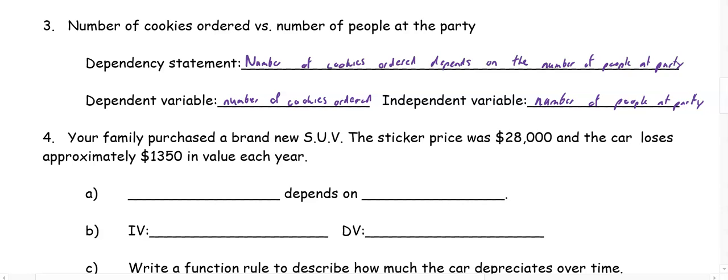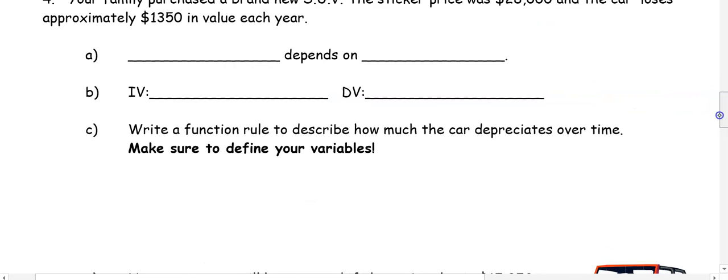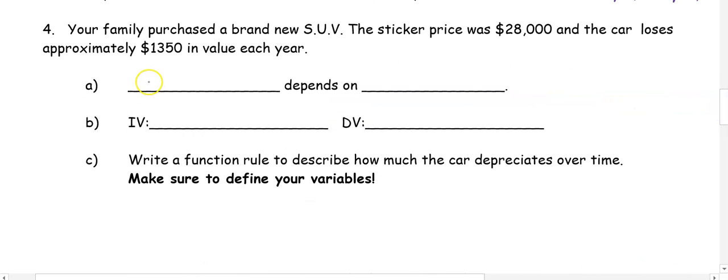Number 4, your family purchases a brand new SUV. The sticker price was $28,000 and the car loses approximately $1,350 in value each year. So, the car value depends on the number of years.